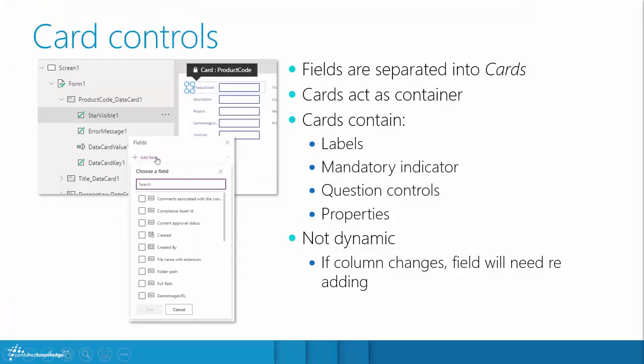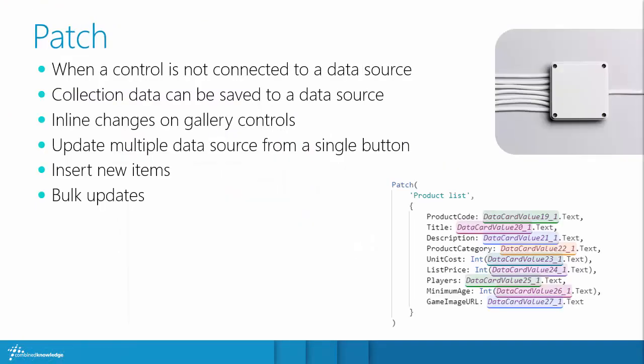Now, what happens if we can't use a form to complete our action? This is where the patch operation comes in. So forms are great. I love forms. I think they're very versatile. But what happens if I have a scenario where I can't update using a form? Now, one scenario that is just like that is a gallery control.